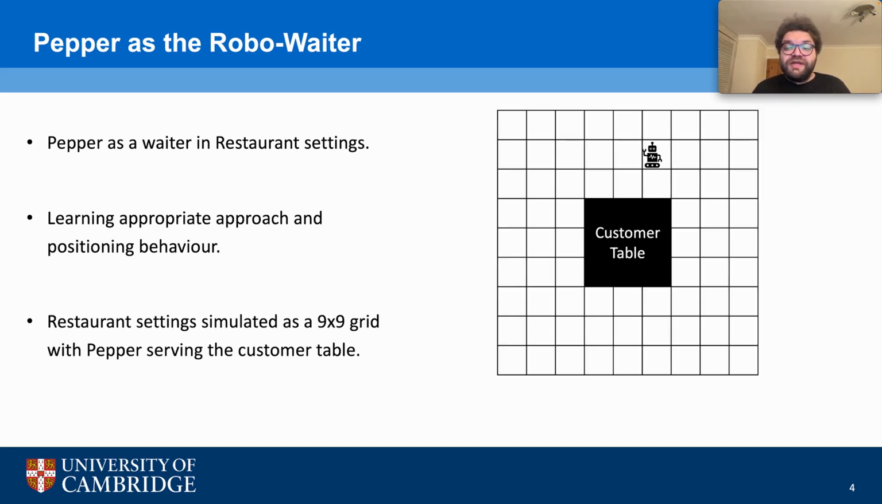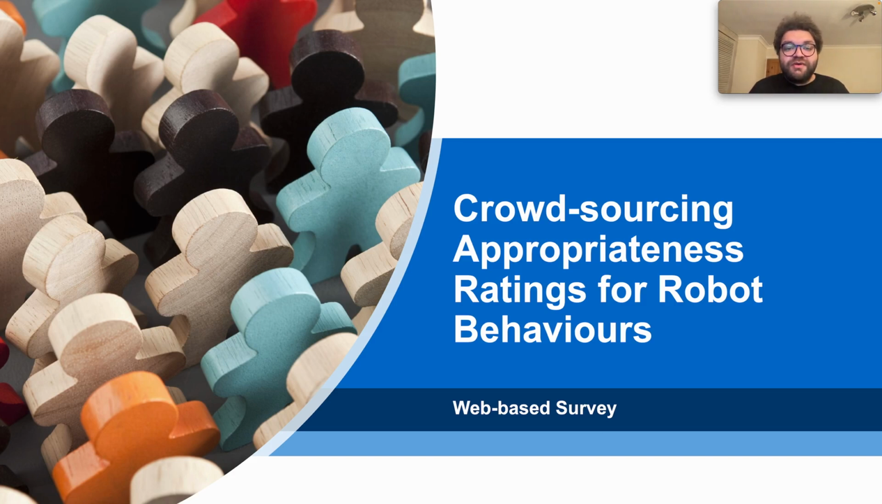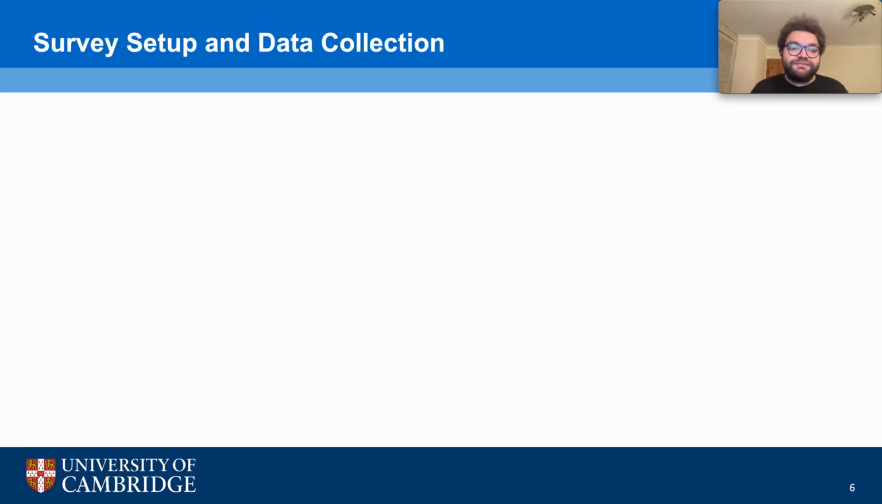For this, we simulate a restaurant environment by designing a 9x9 grid, placing the customer table right in the middle. The robot needs to learn how to approach the customer table and position itself appropriately to interact with the customers. One challenge in such settings is to determine what might be considered appropriate behavior. For this, we adopt a crowdsourcing approach to gather appropriateness ratings for robot behavior in our grid world scenario.